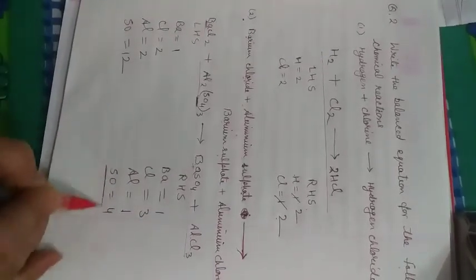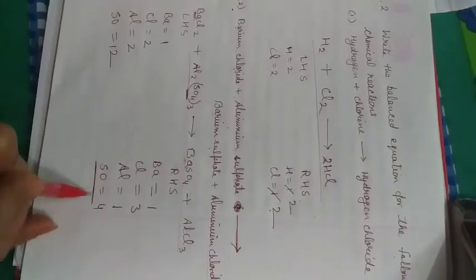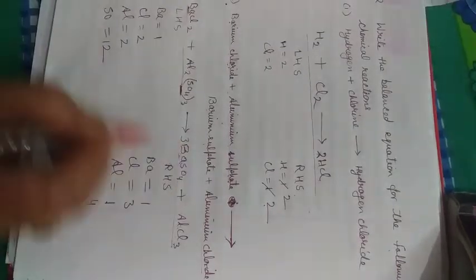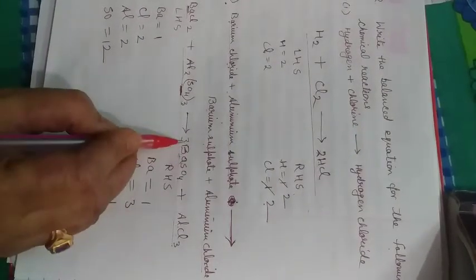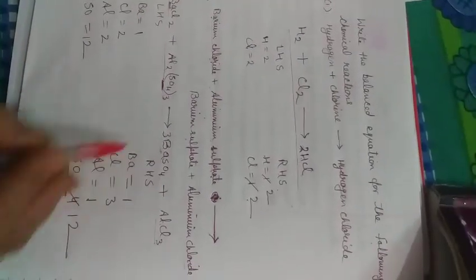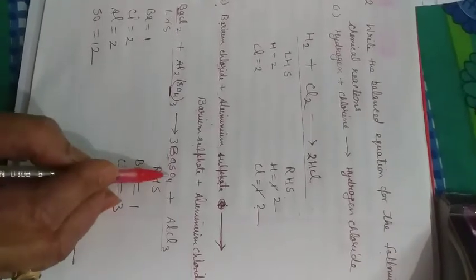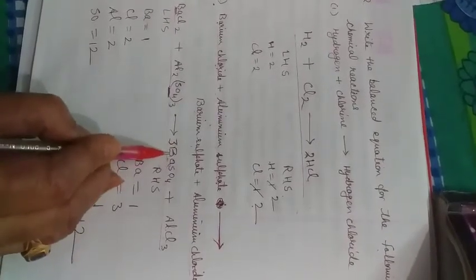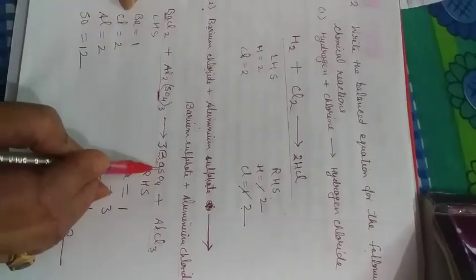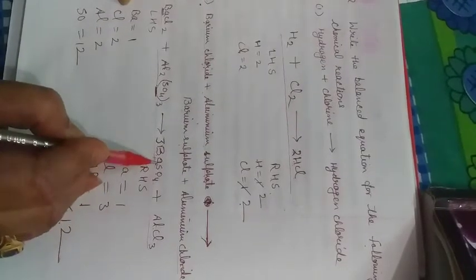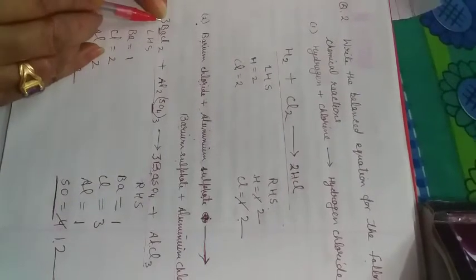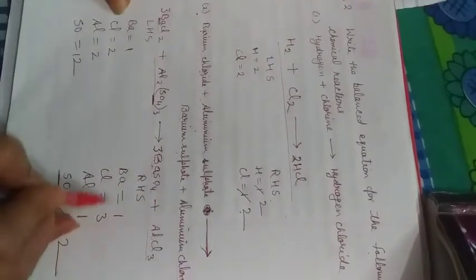First we have to balance sulfate. If we want to balance sulfate, if we multiply by 3 here, we'll get sulfate 12. 4 threes are 12. So sulfates are balanced, but while balancing sulfate, barium atom is disturbed. Here barium atom is 1 and here barium is now 3. If we want to balance barium, if we put 3 here and multiply by 3, barium is again balanced.